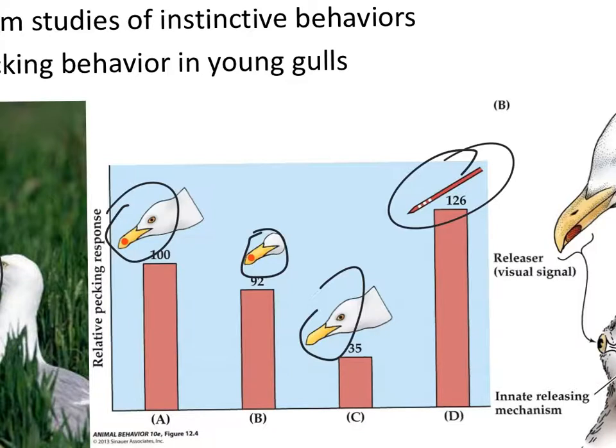So in this case, you can actually determine what the releaser is. It's actually not the bill, it's actually the red. The more red you have, the stronger the releaser, and the stronger the behavior. But obviously, you get to a certain point and it's diminishing returns. So in this case, we've got a bill with a big enough red spot that the pecking behavior is pretty consistent.